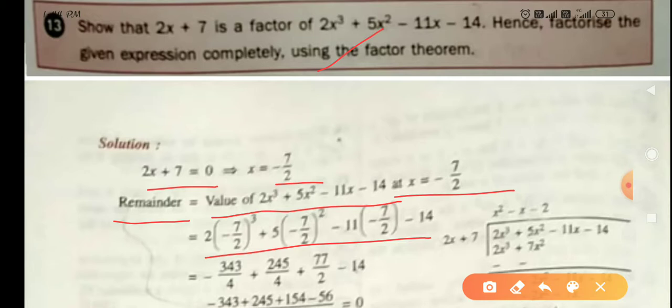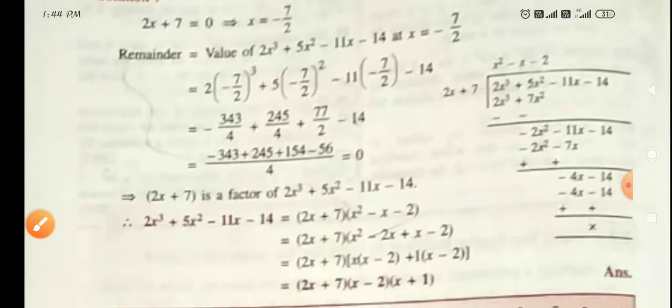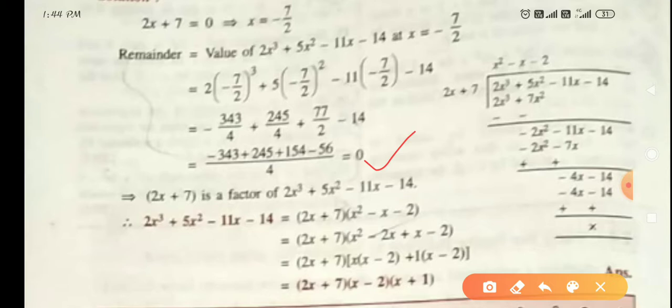After this you simplify. After simplification you will get this step: minus 343 upon 4 plus 245 upon 4 plus 77 upon 2 minus 14. With more simplification, you get the remainder 0. So if the remainder is 0, then 100% the given divisor is a factor of the given polynomial. So 2x plus 7 is a factor of the given polynomial. So the first part we have proved.